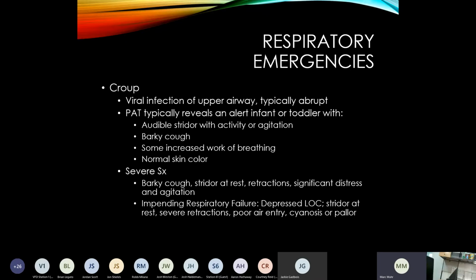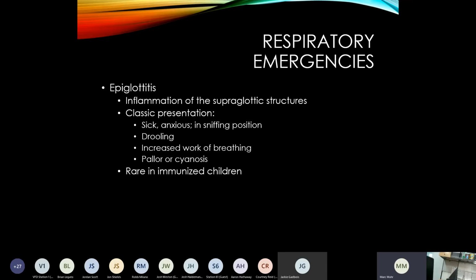These kids presenting with impending respiratory failure become severely hypoxic. Their level of consciousness becomes depressed. They become stridorous at rest, as mentioned before, with severe retractions. They have poor ventilation, poor excursion. They become severely cyanotic, or they become pallorous. These kids are really hypoxic, and you're going to have to create a plan on how to manage that. Oftentimes high flow oxygen, maybe intubation, rapid transport.